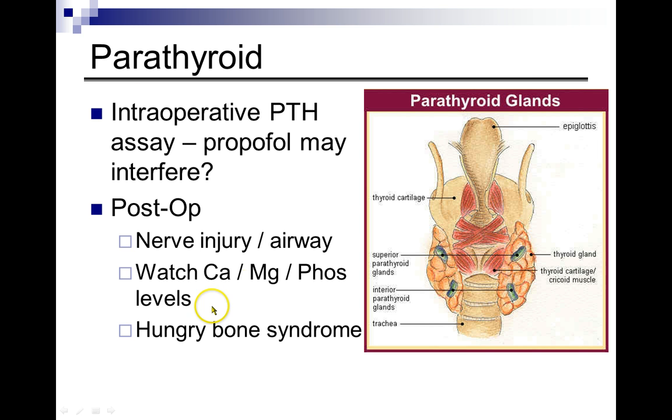Here's just a quick diagram that reminds us of the location of the parathyroid glands. Two paired glands on each side of the trachea, intimately involved with the thyroid gland as well. So obviously when patients are having thyroid surgery, the parathyroids often are taken. And a lot of the considerations for thyroid surgery apply for parathyroid surgery as well, as far as nerve injury, airway injury, hematoma, and postoperative swelling.